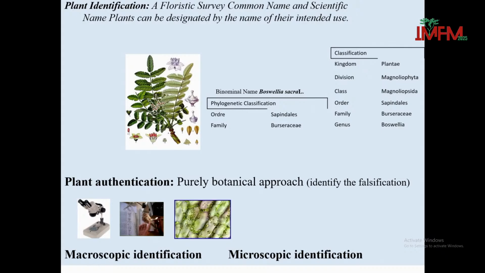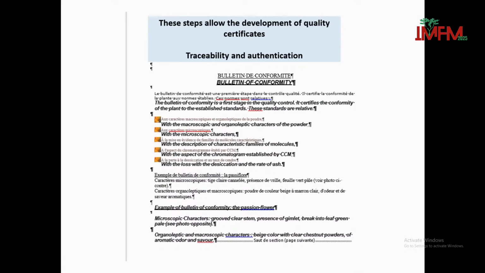After this ethnobotanical study part, we have the botanical study, a pure botanical study with the identification of the plant, floristic survey, common name and scientific name, plant authentication, purely botanical approaches, macroscopic identification, and microscopic identification. This step leads to the development of a quality certificate, traceability, and authentication for the plant.